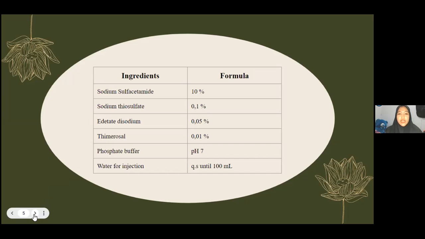The formulation is first sodium sulfacetamide, and the formula is 10%. And then sodium thiosulfate, the formula is 0.1%. And then edetate disodium, and the formula is 0.05%. And then thimerosal, the formula is 0.01%. And then phosphate buffer, the formula is pH 7. And the last is water for injection. The formula is QS until 100 milliliters.